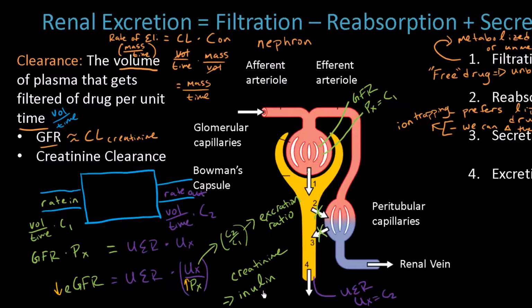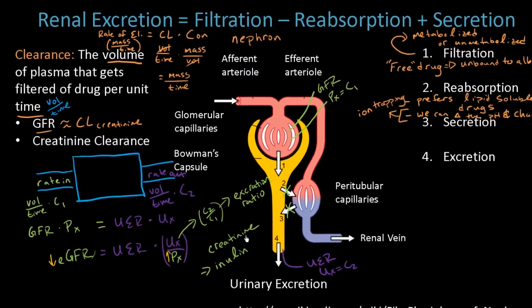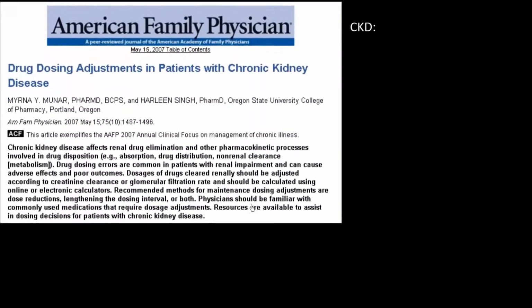and this is a substance that is not secreted or reabsorbed, is inulin. It is freely filtered, and that gives us a little bit more precise measurement of GFR. But again, creatinine is the most convenient and is the most commonly used clinically. So don't take my word for it. Let's look at a paper and just show you how important this is.